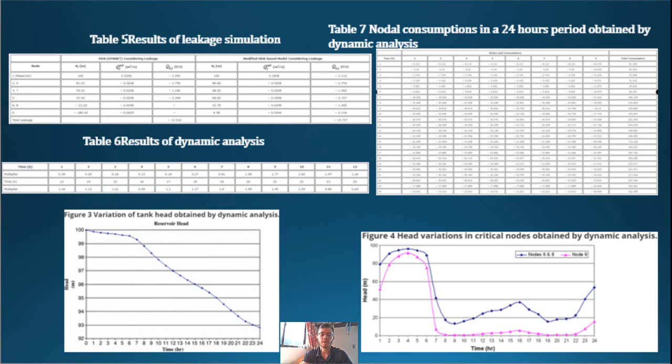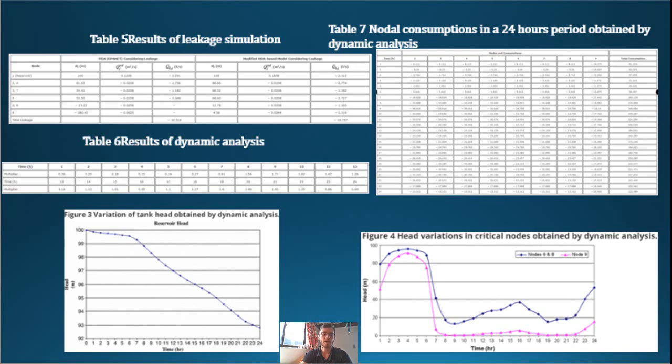As can be seen in this table, the consumption in the critical nodes of 6, 8, and 9 in time steps with the maximum consumption are less than the required discharge. The reason is that the hydraulic heads in these nodes are less than the minimum required head. Therefore, the nodal available discharges are decreased.